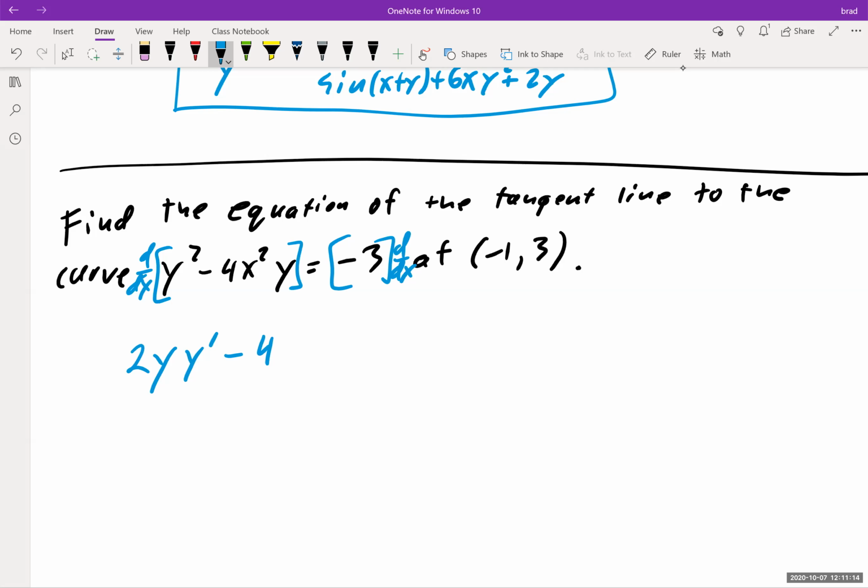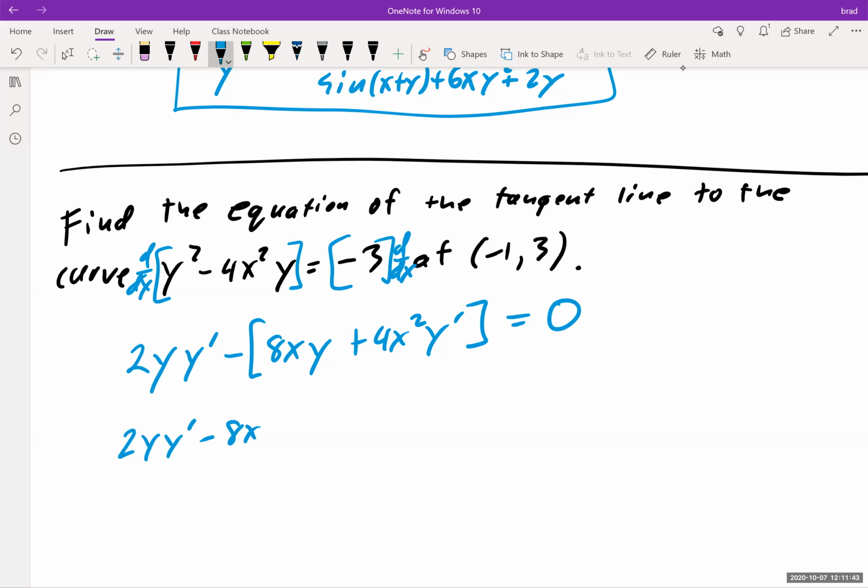And then now we have minus. I'm going to put parentheses around the minus sign so I remember to distribute it. And then I'm just going to do the product rule. So the derivative of 4x squared would be 8x, rewrite the y, plus 4x squared y prime. And the derivative of the other side is 0, since the derivative of negative 3 with respect to x is 0. Let me distribute: 2y y prime minus 8xy minus 4x squared y prime equals 0.